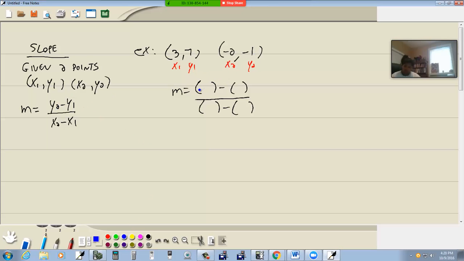Now y2 we said was -1, so I'll put a -1 there. y1 we said was 7, so I'll put a 7 there. Now x2 is -2, so I'll put a -2 there. And x1 is 3, so I'll put a 3 there. -1 minus 7 is -8. -2 minus 3 is -5. So m is going to equal 8/5.